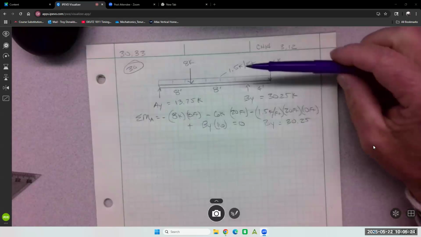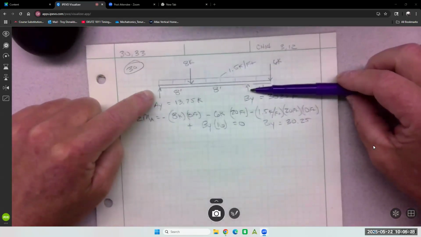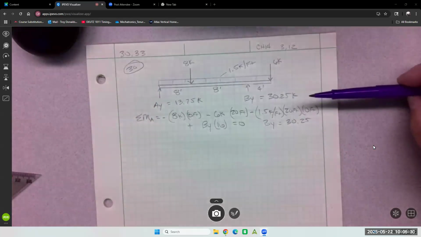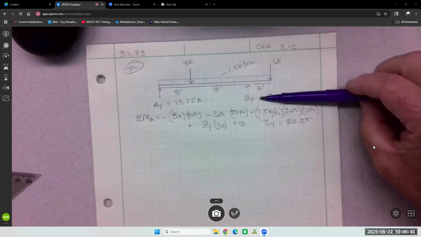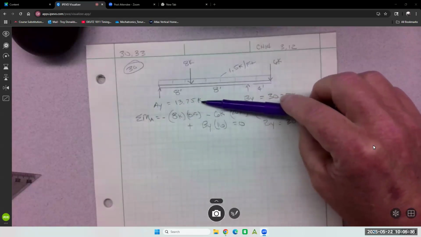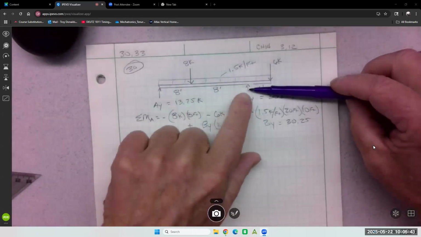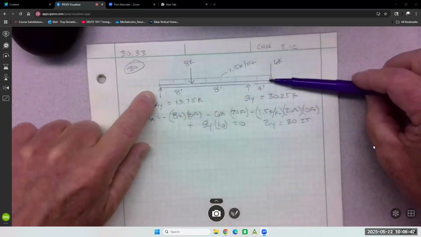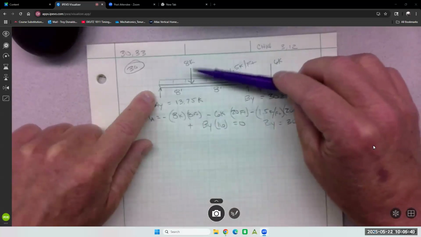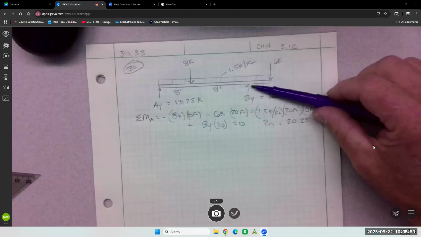So I did the moment about A to find BY. Just kind of worked ahead a little bit here to save some time. I got 30.25K at BY and 13.75 at AY. Which makes sense. BY is going to carry more load because it overhangs. AY will carry less load, even though the 8K is bigger. BY is just a lot more loaded.